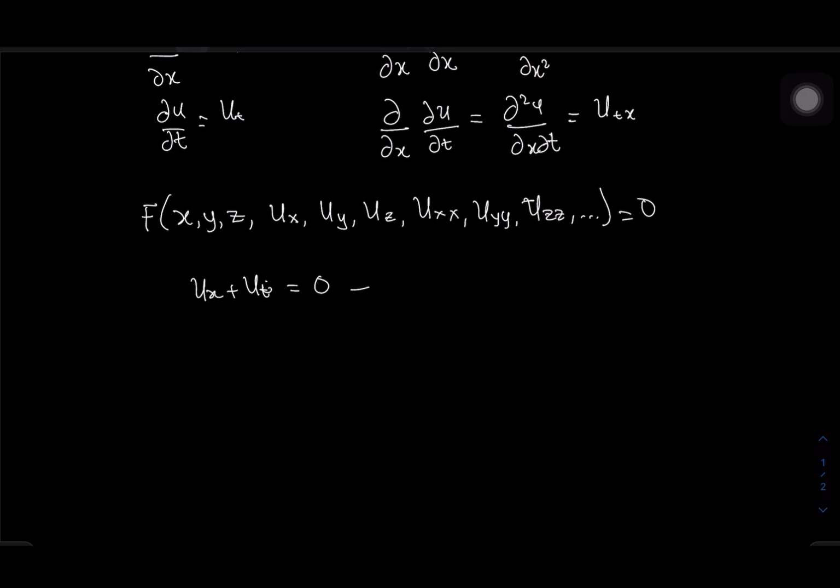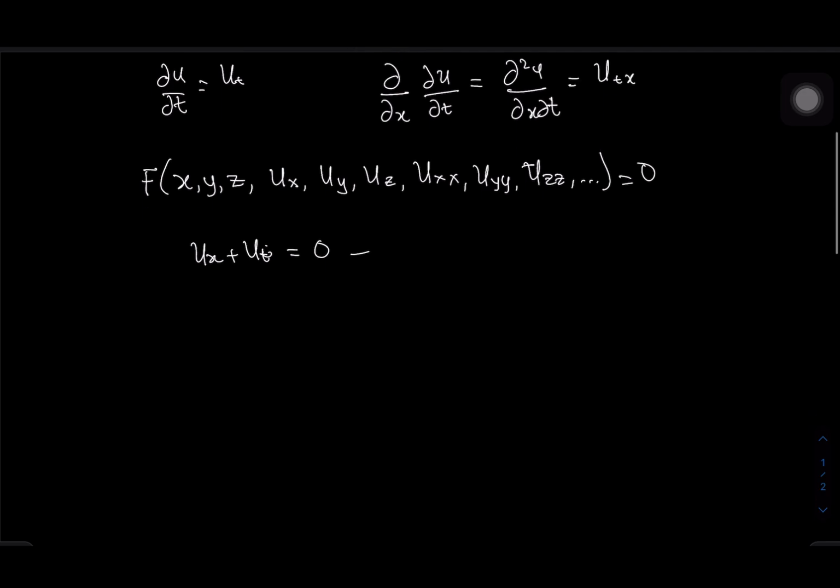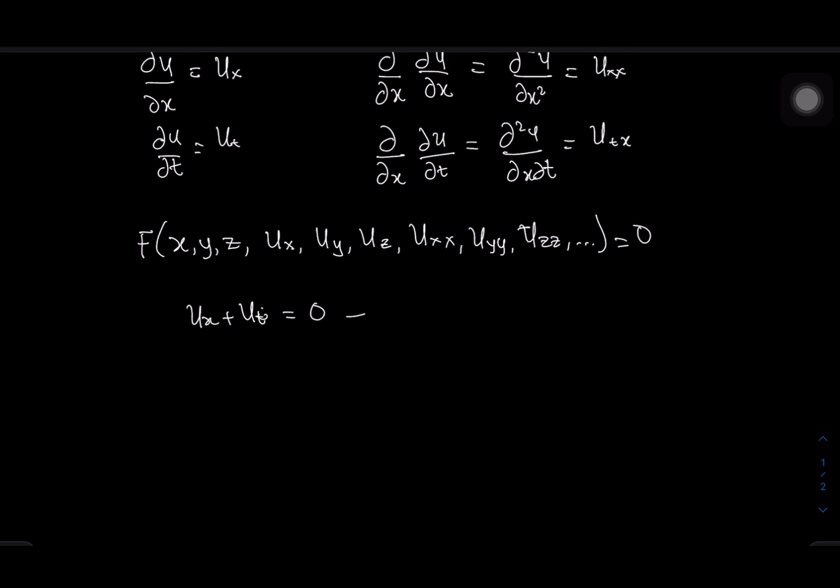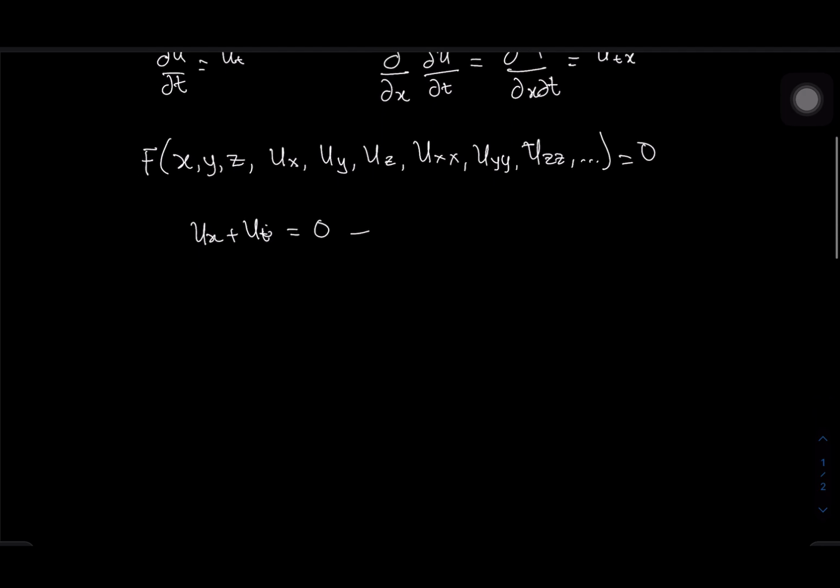Now we can talk of the order of a partial differential equation. The order is the highest derivative you have in the equation. So if I have f of x, y, z, then ux, uy, uz, uxy, uxz, and the highest derivative I can have is still the second derivative, equals 0, then I have a second order partial differential equation.